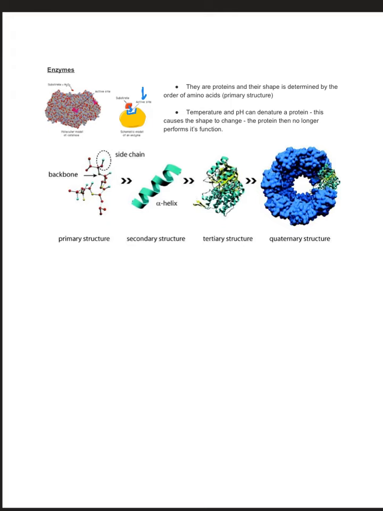And again, the shape of that enzyme is ultimately determined by the primary structure of the protein, because they are proteins, which is determined by the sequence of amino acids, which is ultimately determined by the sequence of DNA. Okay?